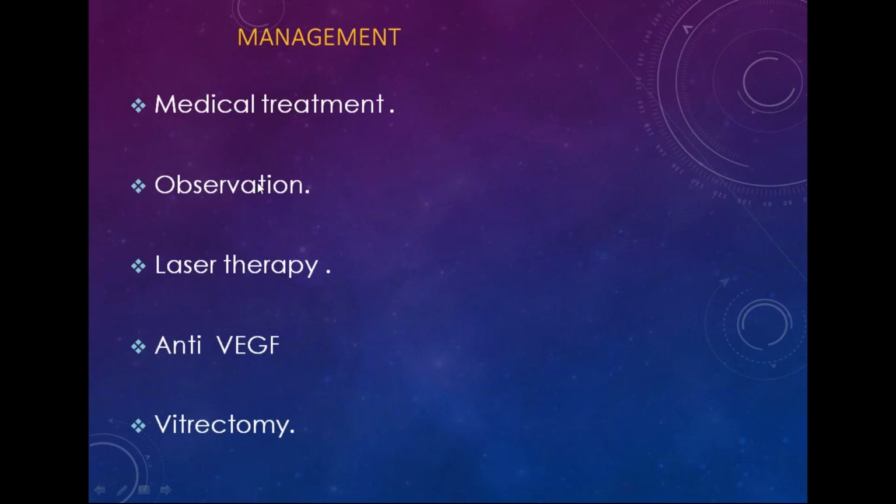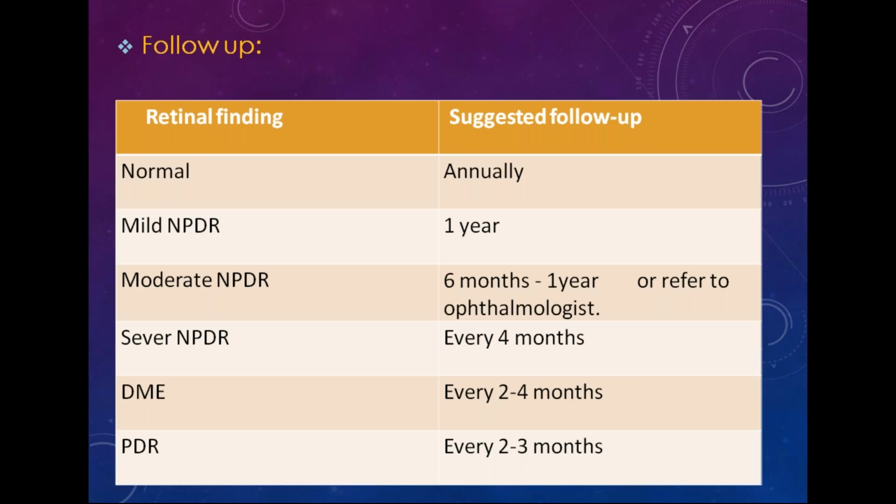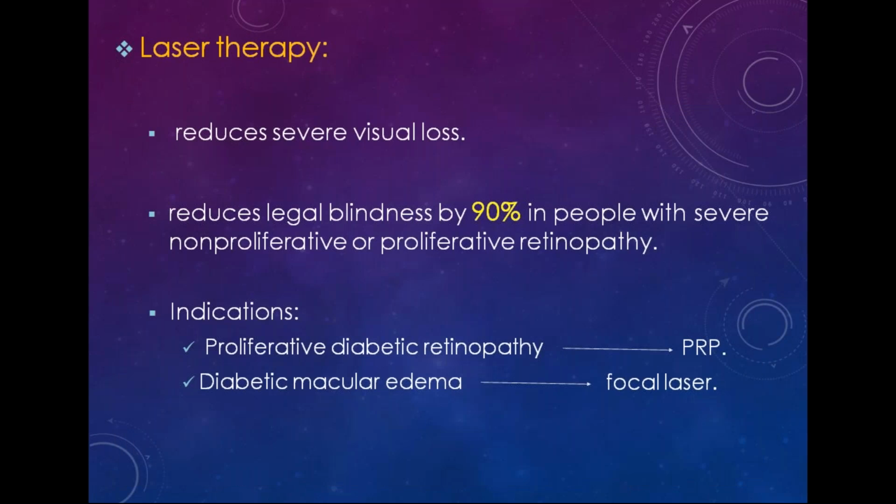Management: medical treatment, observation, laser therapy, anti-VEGFs, and vitrectomy. Laser therapy reduces the severity of the visual loss, and reduces legal blindness by 90% in people with severe NPDR. Indications: PRP is advised in proliferative diabetic retinopathy. In diabetic macular edema, you have to give focal laser or grid laser. C-shaped focal laser is indicated in diabetic macular edema.